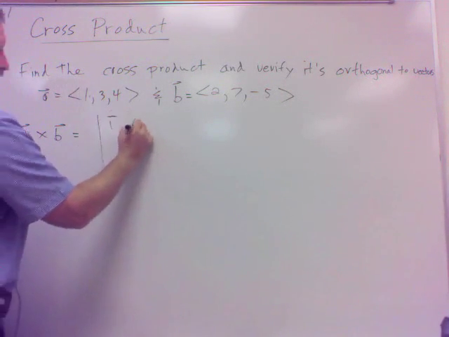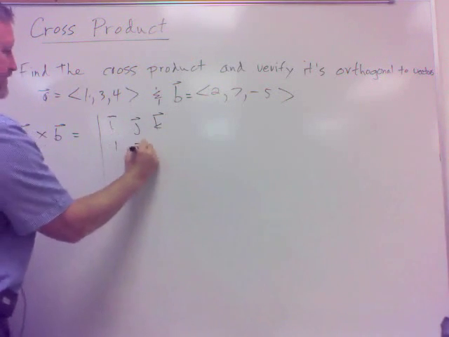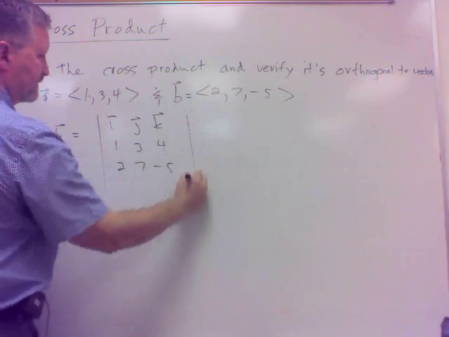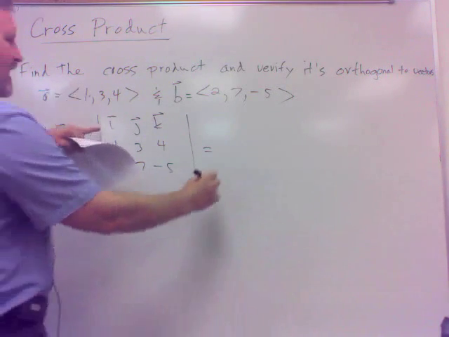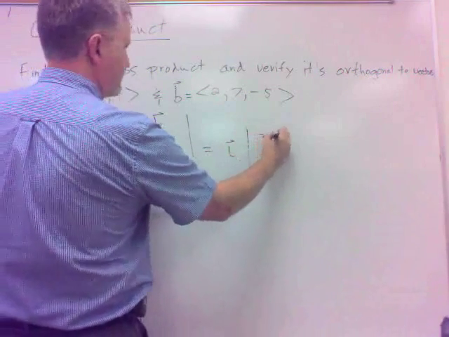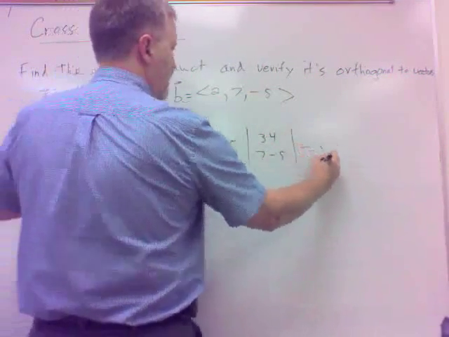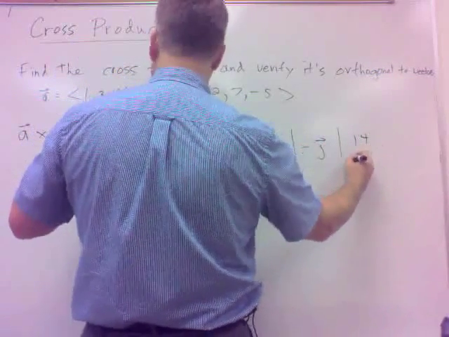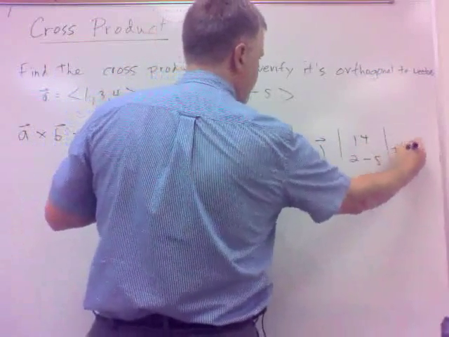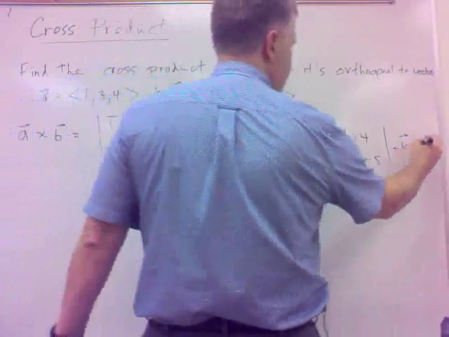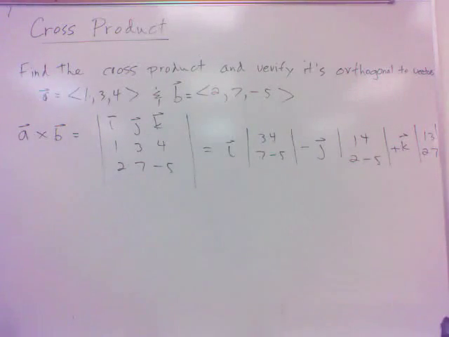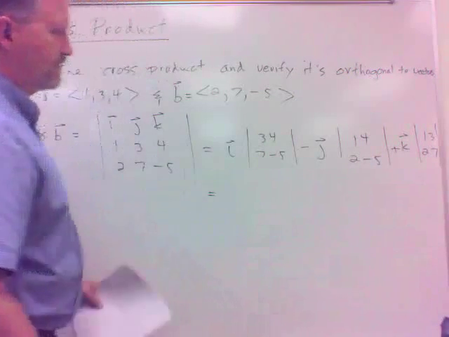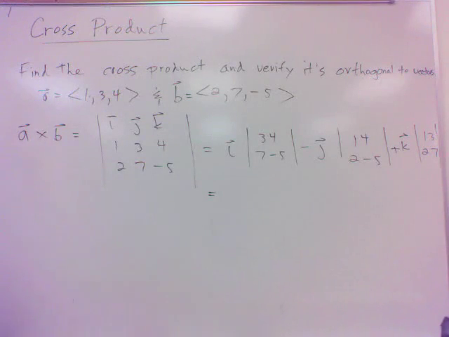So let's do the determinant IJK, 1, 3, 4, 2, 7, negative 5. And probably as you do more of them, you'll be more accustomed, but you take the I times the determinant of 3, 4, 7, negative 5, then minus the J times the determinant of 1, 4, 2, negative 5, plus the K times the determinant of 1, 3, 2, 7. And so those are usually pretty easy to do.